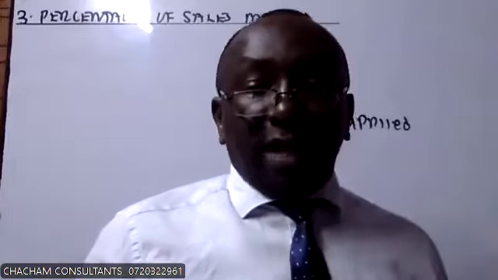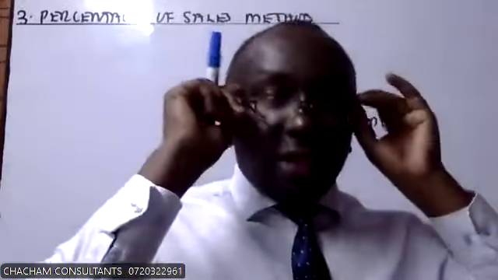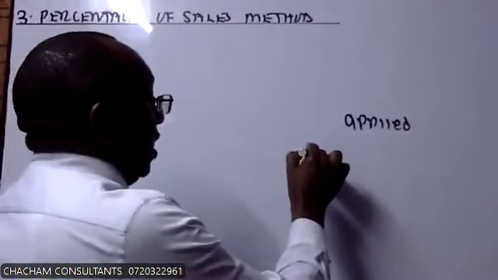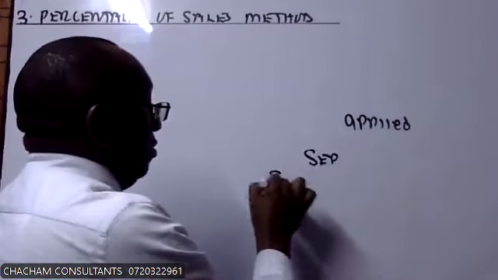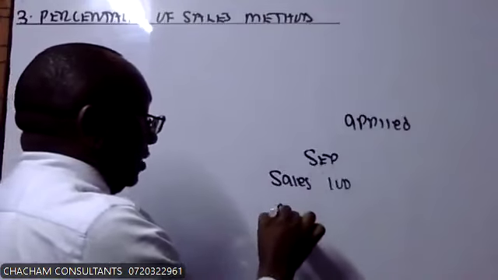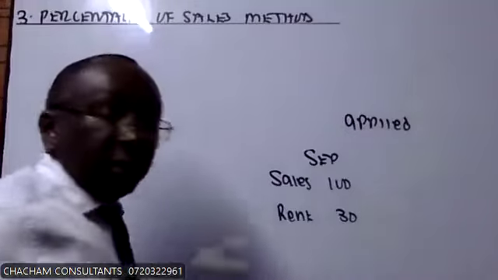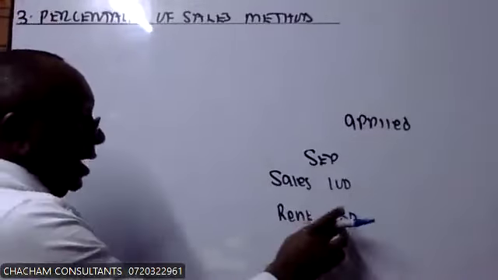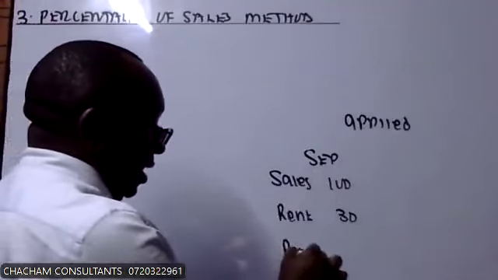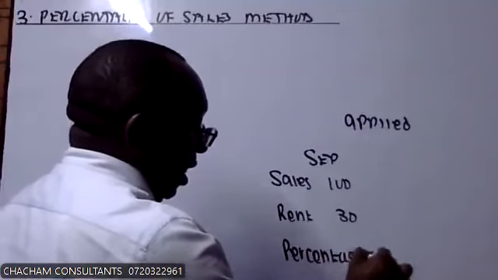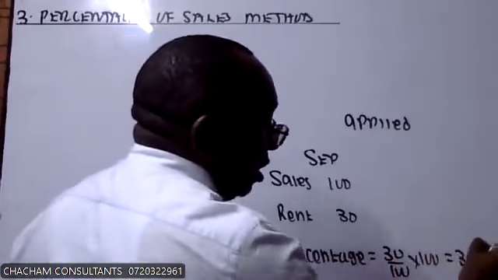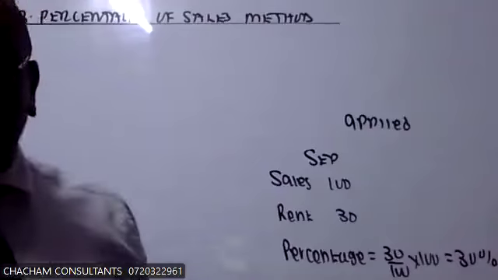Yeah, that one is as simple as that. What happens is, you look at the historical data. Like we have just ended the month of September, and maybe we had sales of 100, and something like rent, which was 30. So you express this as a percentage of sales. It will be 30 out of 100 times 100. So that tells you rent will be 30% of sales.